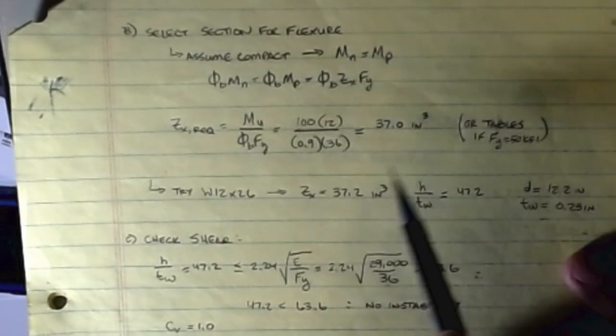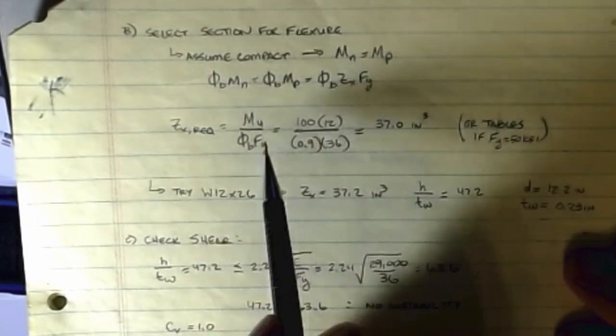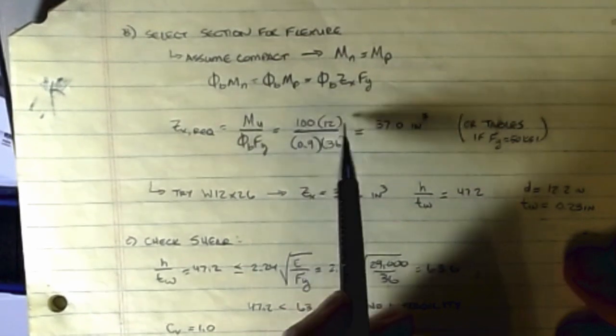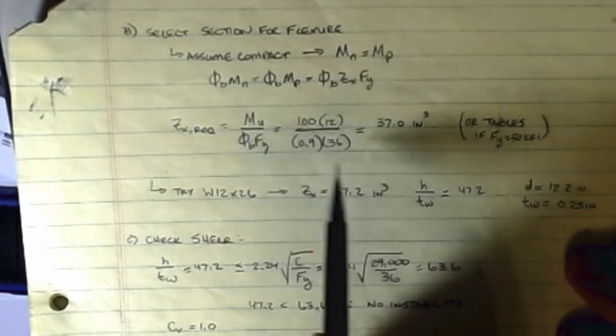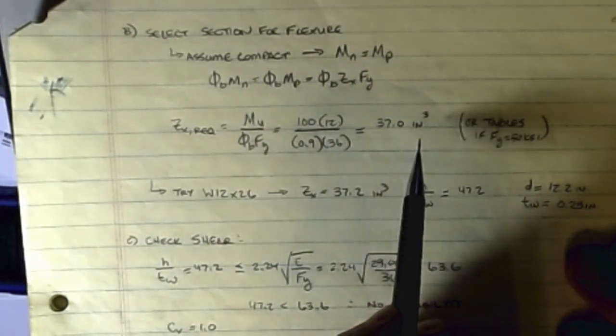Okay, so we're doing a 36 KSI beam on this, so we can quickly solve for a Zx required. And that's by taking the moment. Now watch your units. Again, you've got to convert. This was in kip feet, so I need to multiply by 12, which is inches per foot, and this is in KSI to get my units to line up. And when I do the math, it says that I need a Zx of 37.0 inches cubed.